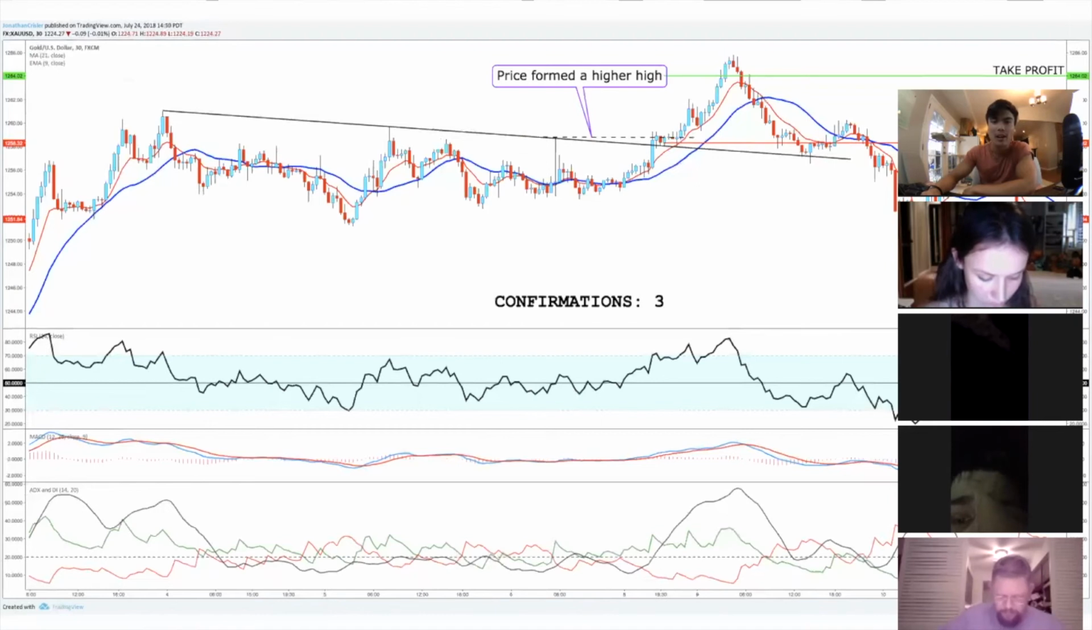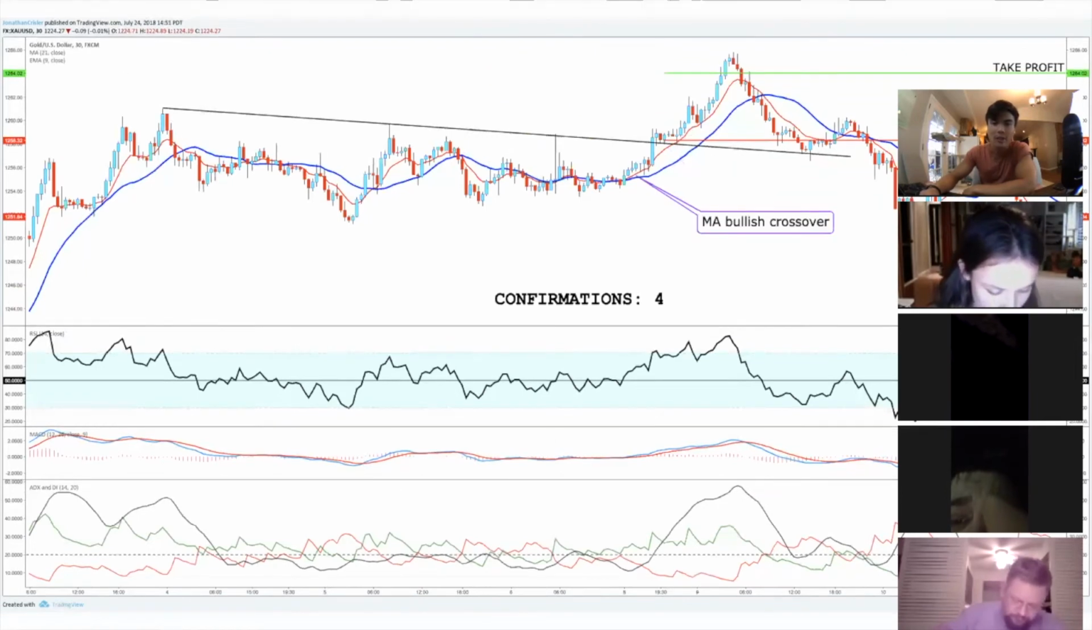Price formed a higher high, which is telling us that price is now in an uptrend, giving us 3 confirmations for a buy. The moving average had a bullish crossover down here. So we can see that the moving averages seem to think that price is bullish, giving us the 4th confirmation for a buy.